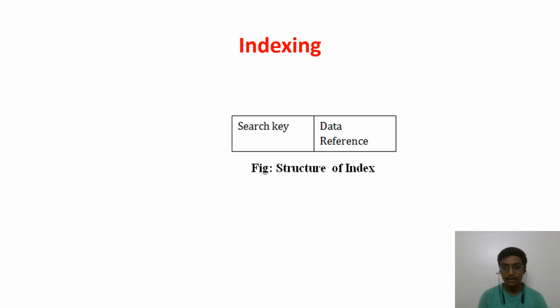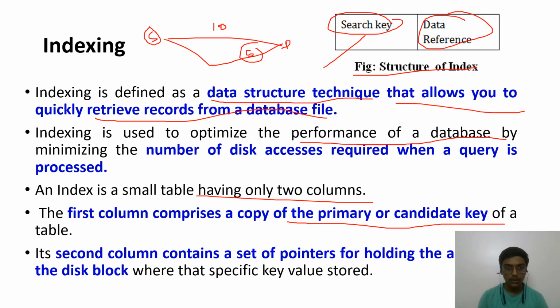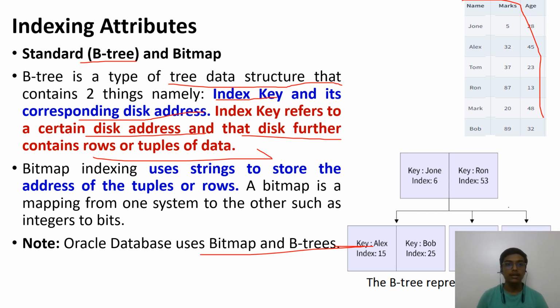Now we will see the indexing. What is indexing? Indexing is defined as a data structure technique that allows you to quickly retrieve records from a database file. Indexing is used to optimize the performance of a database by minimizing the number of disk accesses required when a query is processed. So what are indexing attributes? Standard B-tree and bitmap. A B-tree is a type of tree data structure that contains two things, namely index key and its corresponding disk address. Index key refers to a certain disk address, and the disk further contains rows or tuples of data.